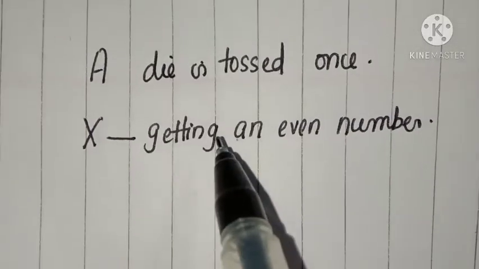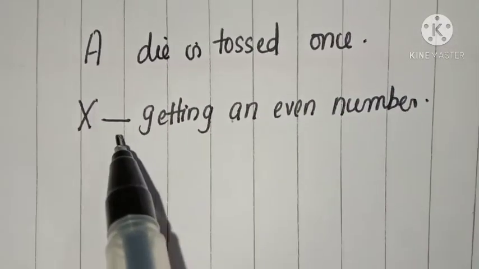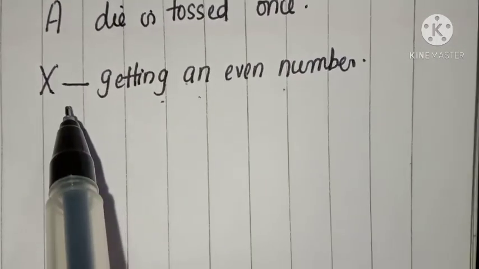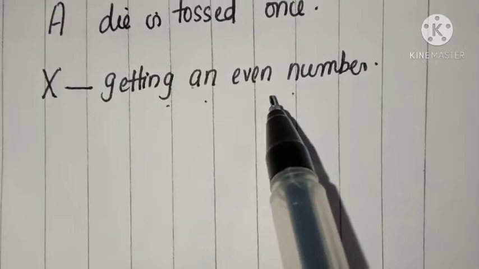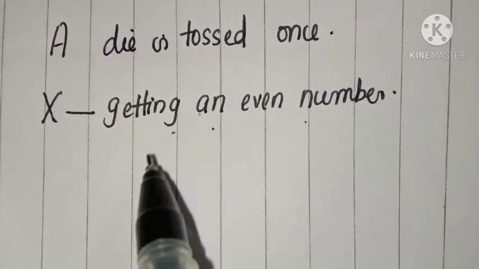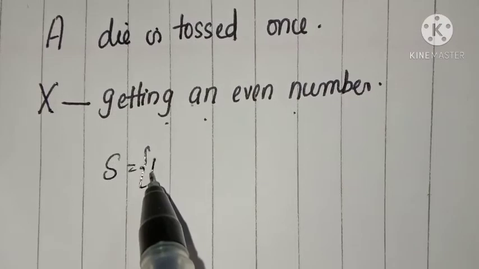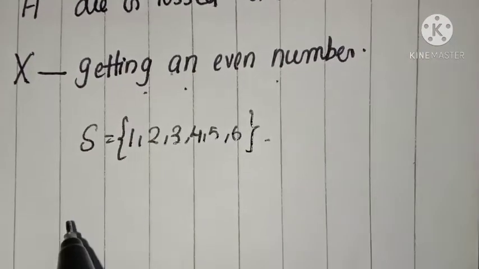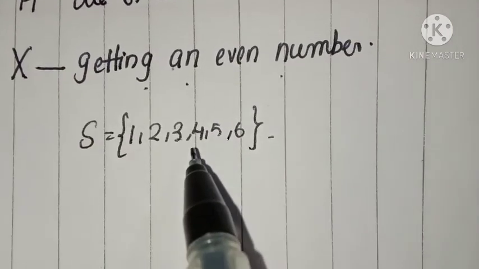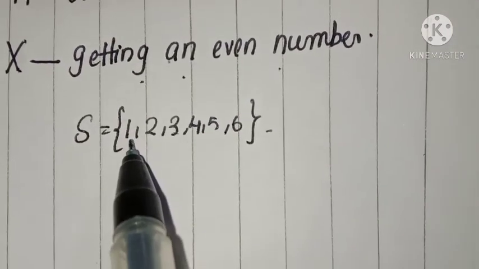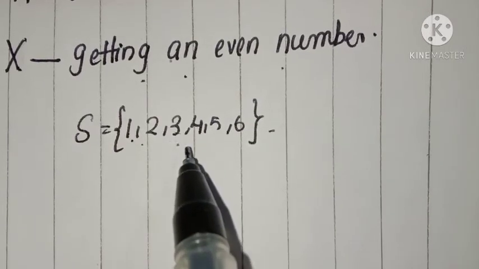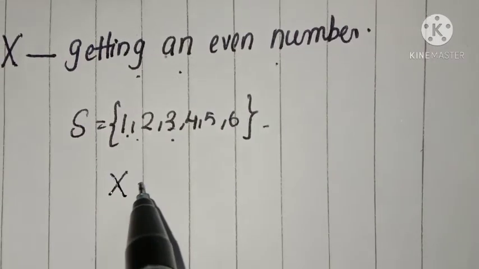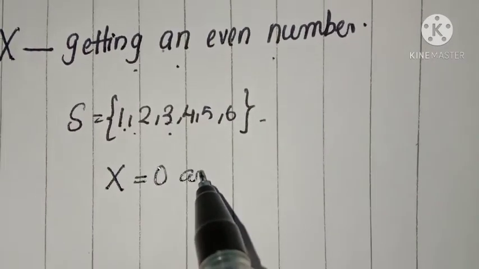See this example. A die is tossed once and we define a random variable as getting an even number. Here the random variable is getting an even number. So when a die is tossed, the possible outcomes are 1, 2, 3, 4, 5, 6. So when we toss a die once, either we get an even number or we don't get an even number, that is an odd number. So x can take value 0 and 1.